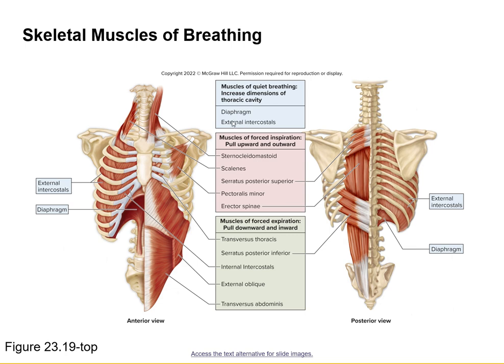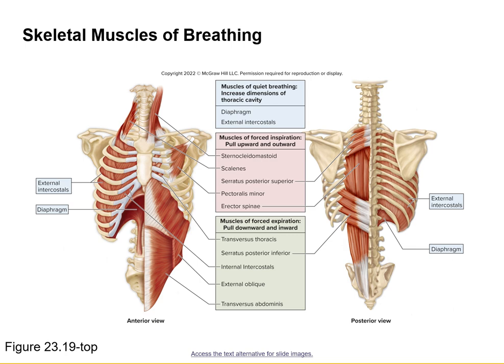The way you can remember this: external helps with inhalation and internal helps with exhalation, right? So they're opposite. External intercostals, inhalation. Internal intercostals, exhalation, right? So breathing out. So the diaphragm and external intercostals, this is what's used during quiet breathing, right?